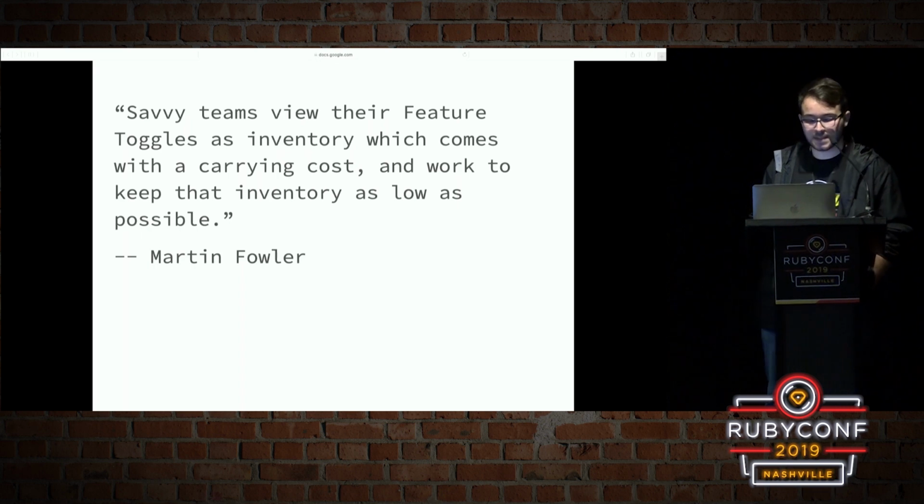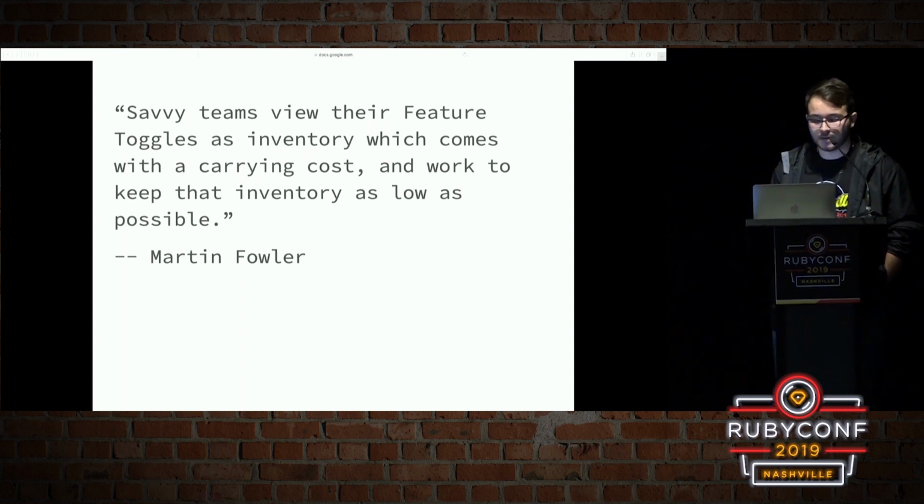This is a great quote, and Martin Fowler also has a great article on the cost of feature toggles. The way he put it was, savvy teams view their feature toggles as inventory, which comes with a carrying cost, and work to keep that inventory as low as possible. That's a great quote from him: viewing dead code, as a result of feature toggles or otherwise, as inventory, and the cost of that inventory can be significant.